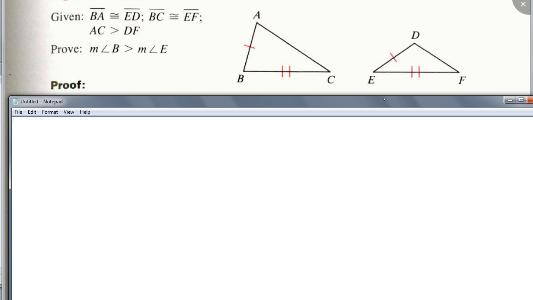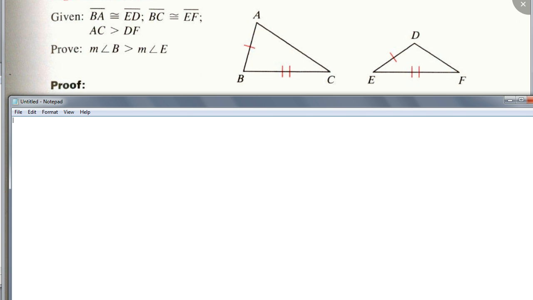You're right, Brandon. Okay, so if angle B and angle E were congruent, were equal, what do you know about these two triangles? Those two triangles are congruent by? Yeah, side angle side, right? So therefore, AC will be congruent to DF by corresponding parts of the triangles are congruent.